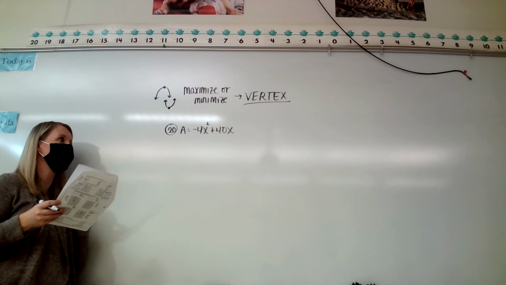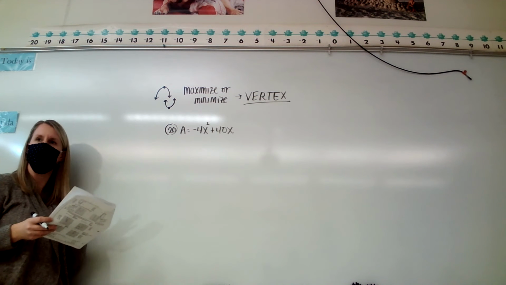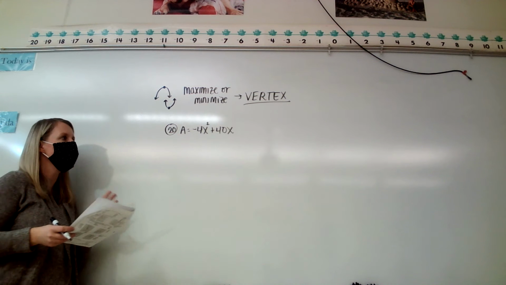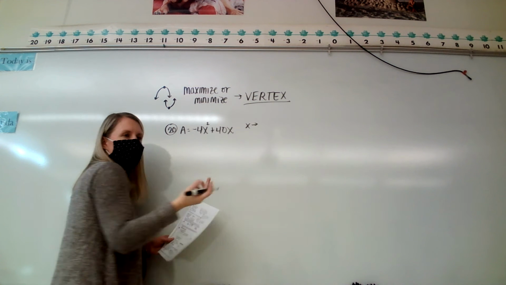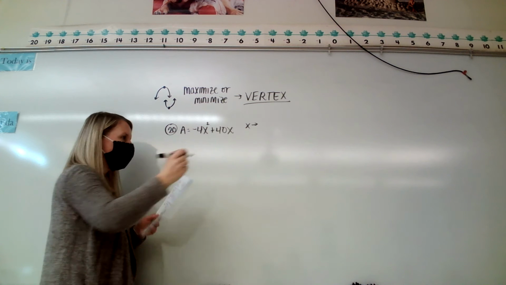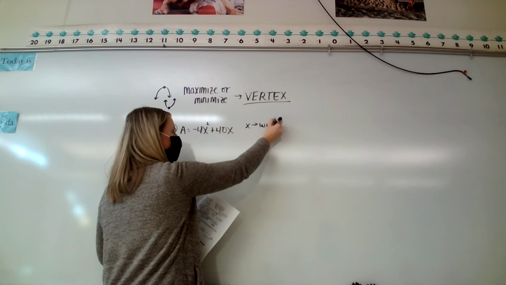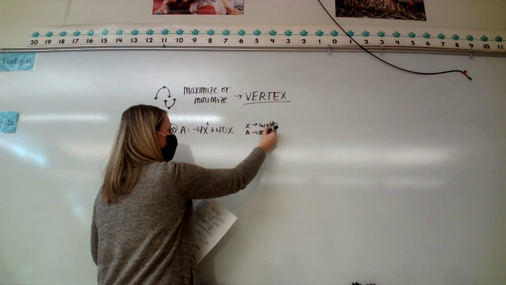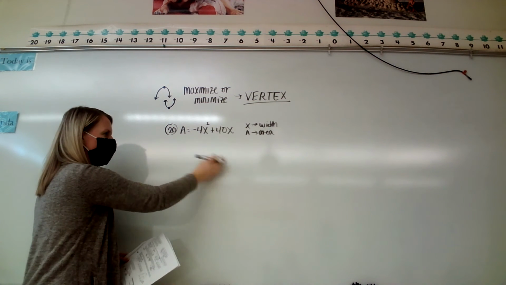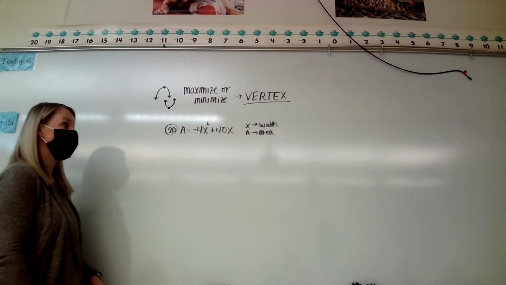The big thing when you're doing these problems is just know what your variables represent. My x represents, it tells you right in the problem, you just need to go back and remind yourself, x represents the width, and A represents area. I'm just going to keep that in the back of my mind because a lot of it's just labeling. We know how to find the vertex.